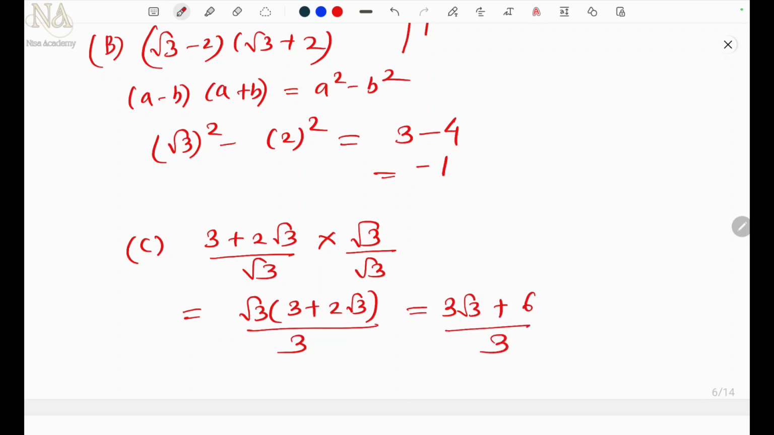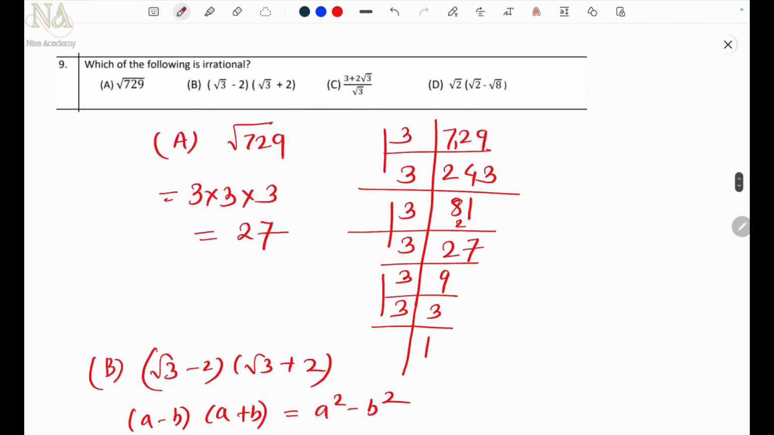And we have studied in 9th and even now in 10th that the product or quotient of a rational by irrational is always what? An irrational number. So we know that this quotient will always be an irrational number. So the answer is C.